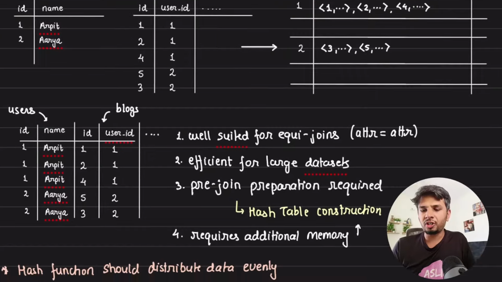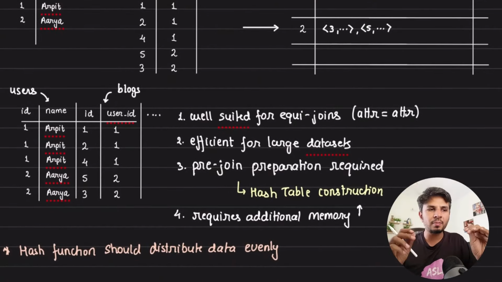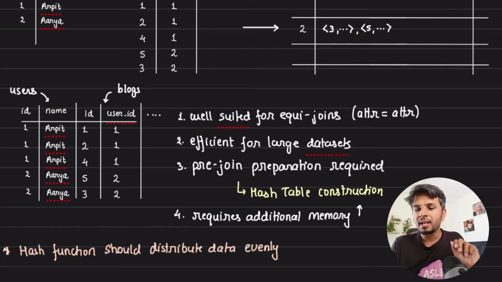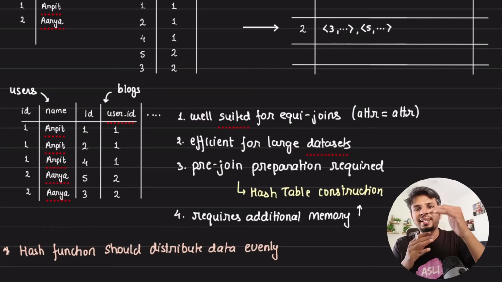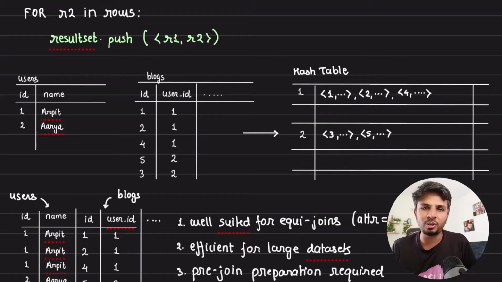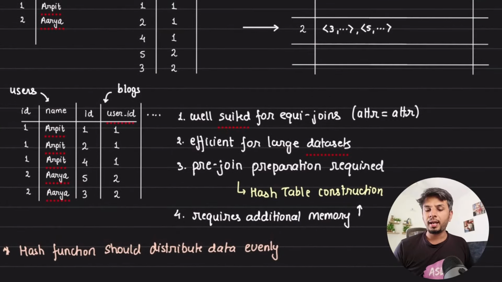So this hash join is really well suited for equijoins. Equijoins means where you are mapping user ID equal to u.id, so block.userid equal to u.id, equivalent joins. It is efficient for large data sets. Pre-join preparation is required, but it's just hash table construction once, and the overall benefit is pretty high. But given that we are constructing a new hash table, additional memory requirements kick in. And the entire thing is defined on the premise that my hash function should distribute the data almost equally. If it is a skewed hash function, then everything goes to the same slot, and you don't get any benefit out of it. So some precursors, but this is the third algorithm that databases use to perform joins of two tables.